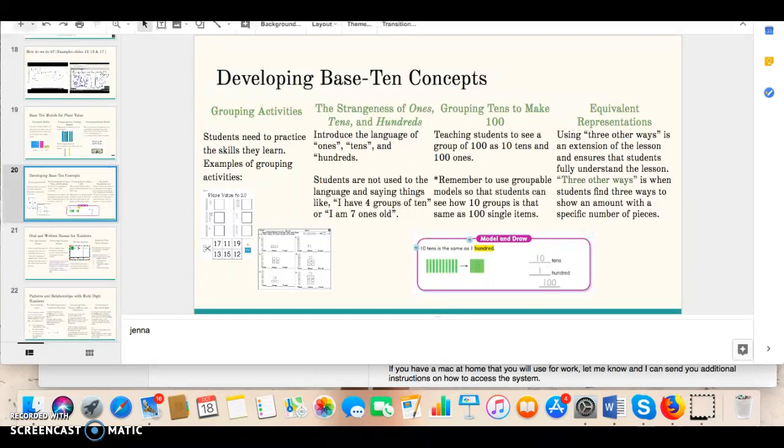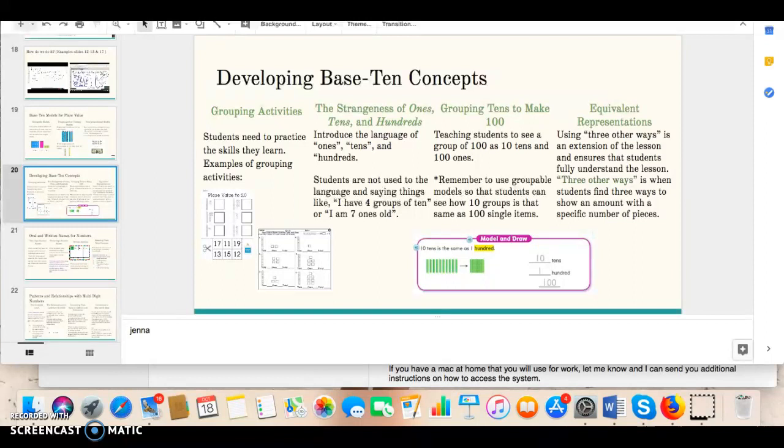Grouping tends to make 100. Teaching students to see a group of 100 as 10 tens and 100 ones. Remember to use groupable models so the students can see how 10 groups is the same as 100 single items. If you look at the example, it's just reiterating exactly what I just said.